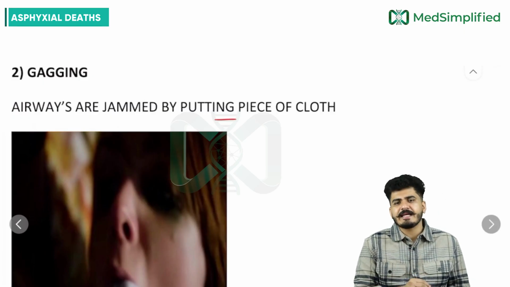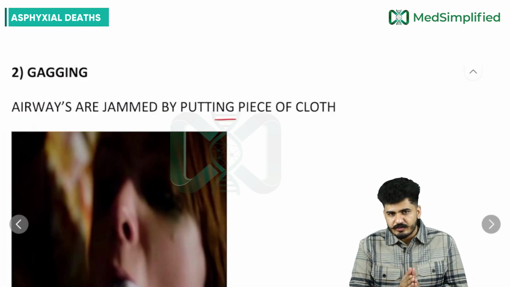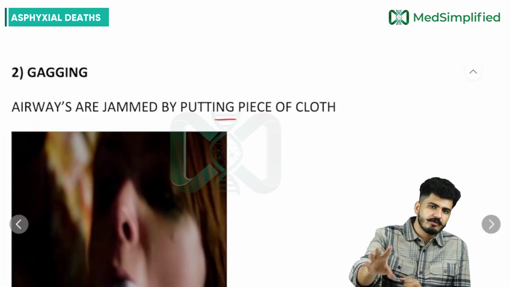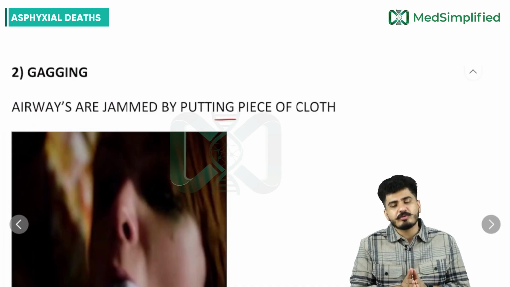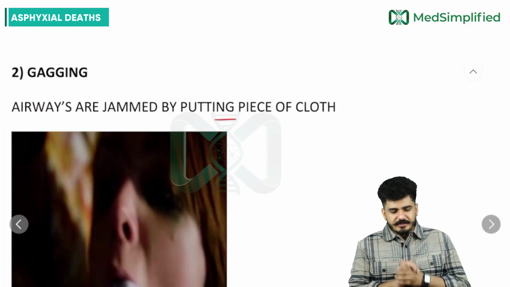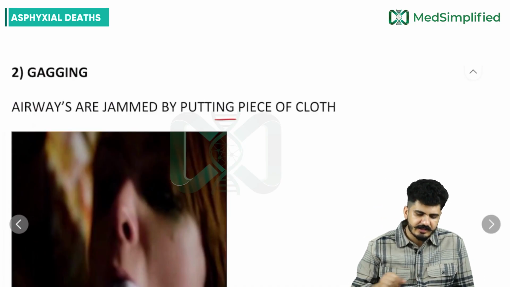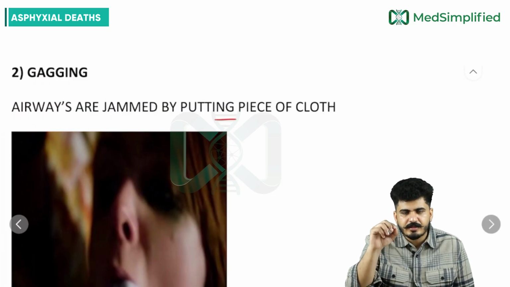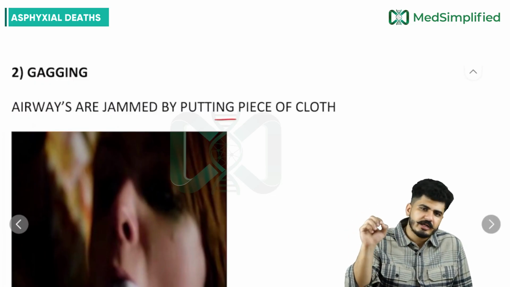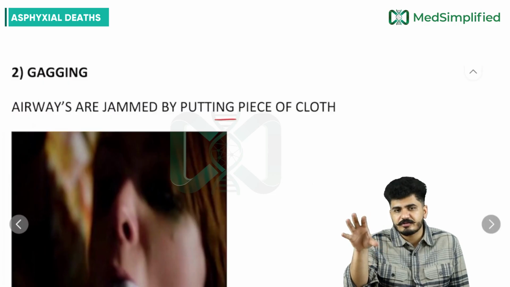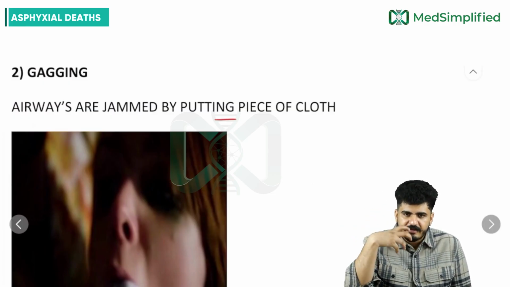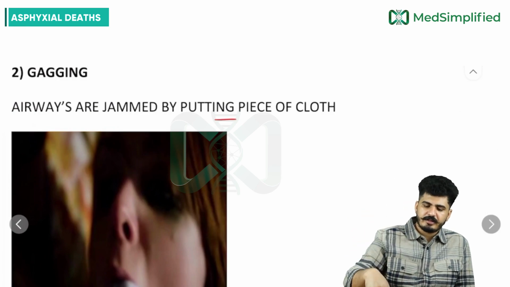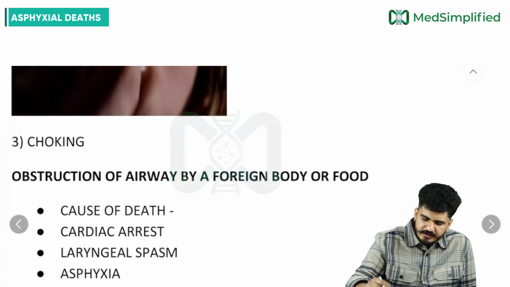Another thing, gagging is again done in sexual intercourse. Some people love to put a gag inside the mouth. The moment they put the gag inside the mouth, again the airways are blocked and the person will die. So a piece of cloth is mostly used. Other foreign bodies can also be used to close the oropharynx, which will constrict the airways, and because of that the person will die. Now the third thing is choking.